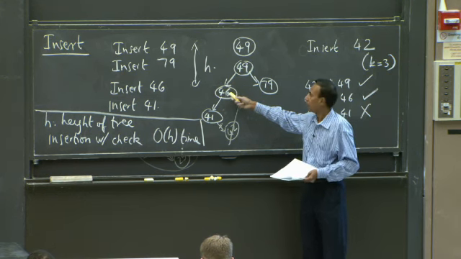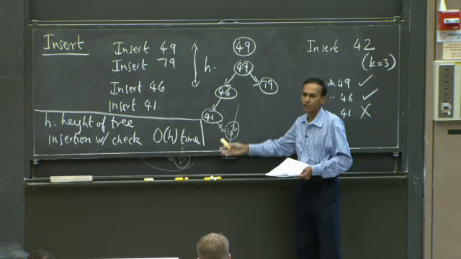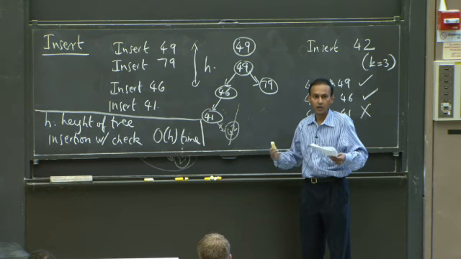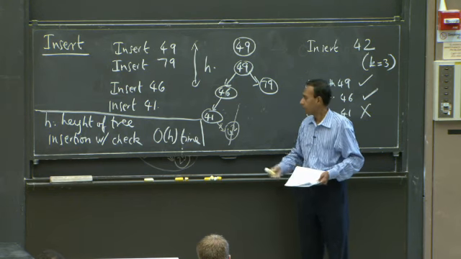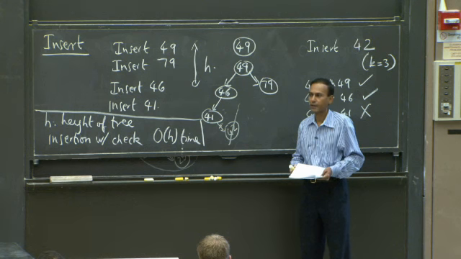And so if you have h being the height of the tree, as you can see, you're just following a path, and depending on what the height is, you're going to do that many operations, times some constant factor, and so you can say that this is order h time. Any other questions?